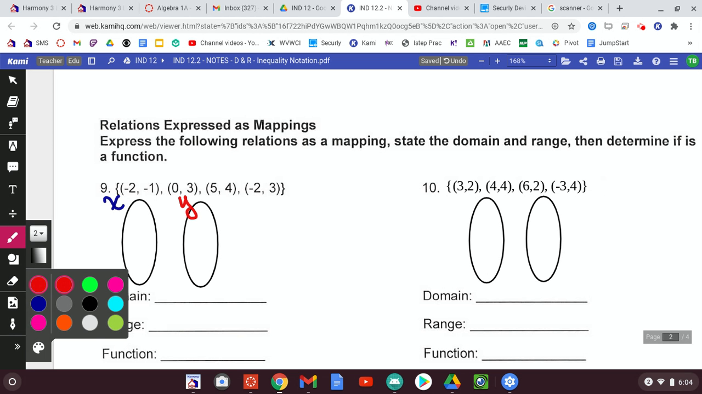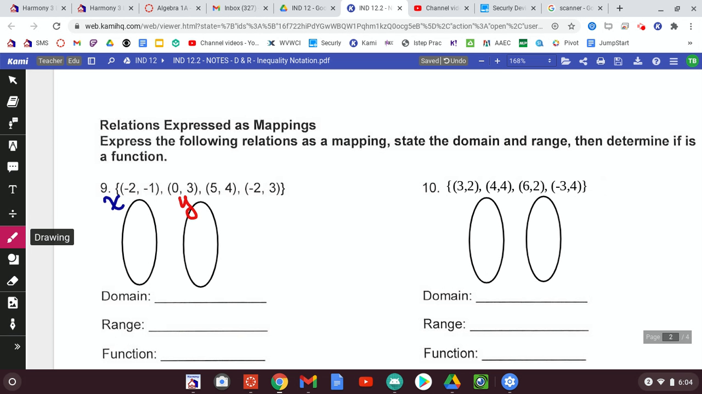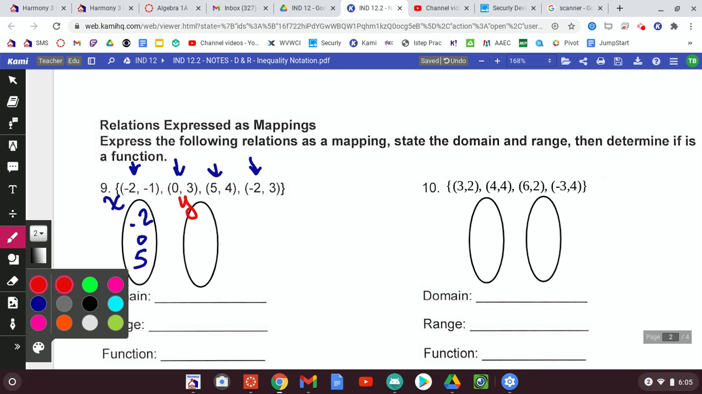So the first thing I'm going to do is list all of my x's in the x map. So my x's, right, are right here, and I'm going to list them in order. And remember, since I have a repeating negative 2, I'm only going to put it in there once. So negative 2 only goes in there once in my map, and then 0, and then 5. Okay, so that is all of my x's. Now, my y's go in the y bubble. So my y's, I have a negative 1, I have a 3 and a 4, and then I have another 3, but I only put it in the map once.